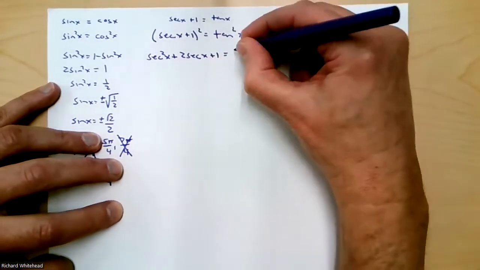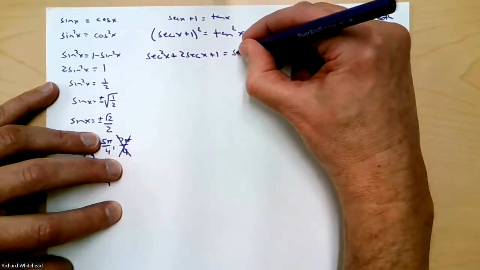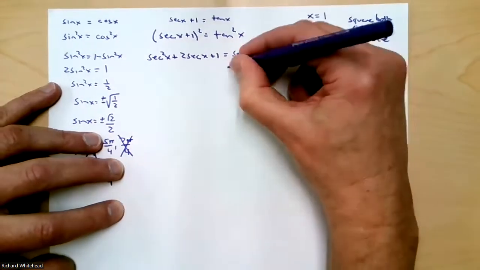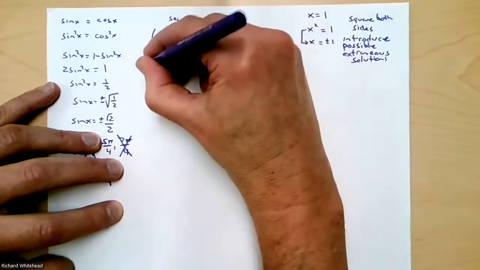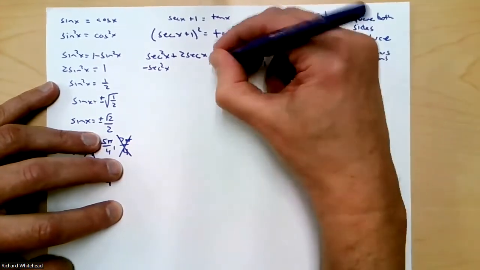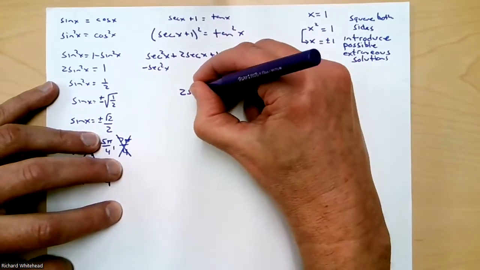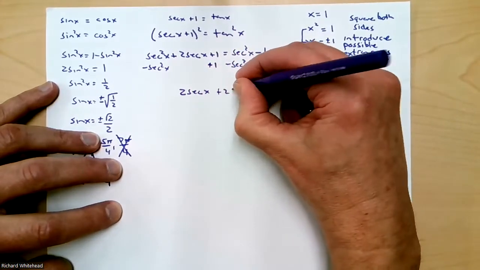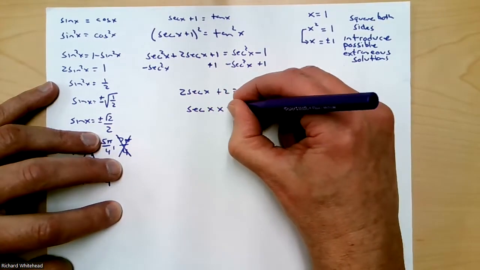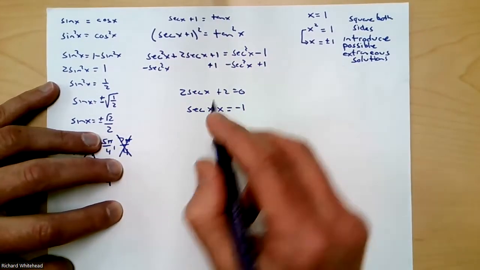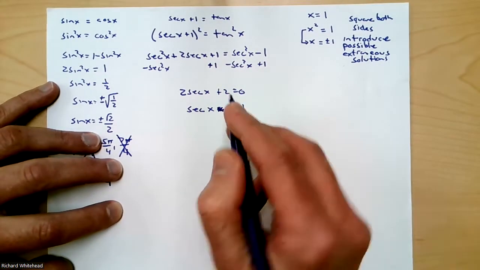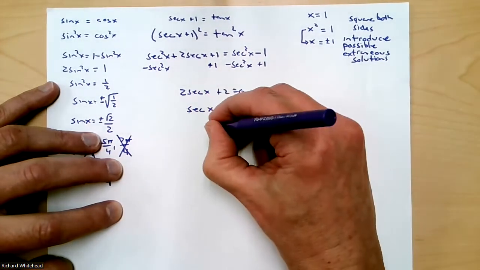And then for this, we're going to substitute tan square is good old secant square minus 1. So now we're going to subtract secant square from both sides. And we're going to add 1 to both sides. So now we're at 2 secant plus 2 is equal to 0. So secant x is equal to -1. Did I do that right? Whoops, I got too many x's. Secant is equal to -1. Okay, that works. So when is secant -1? Well, that only happens at pi.